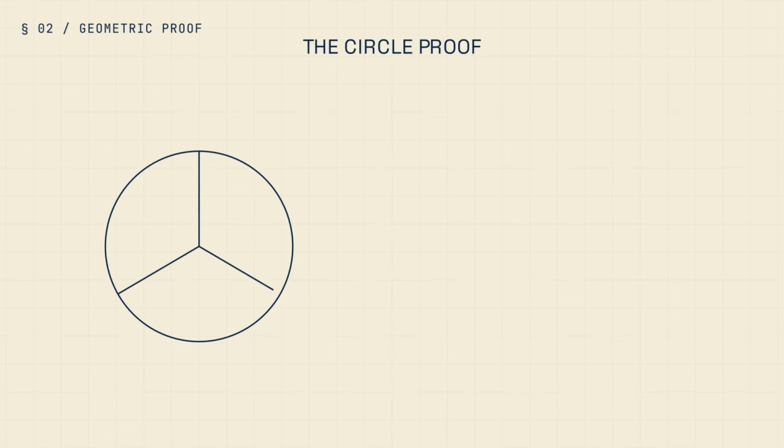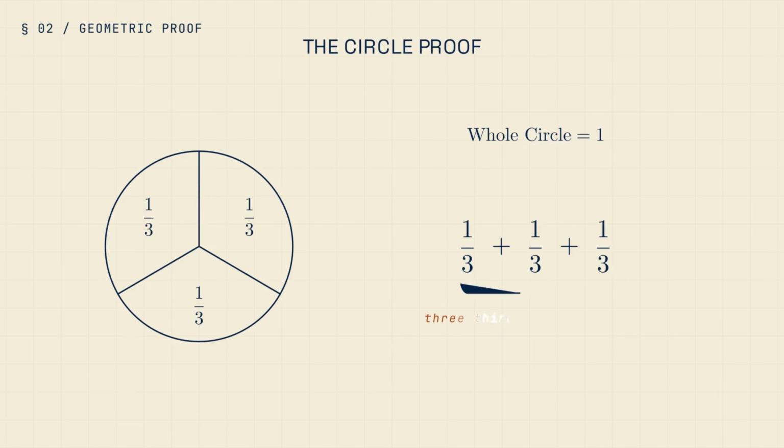Let's look at a circle this time, because it's just numbers. Okay, now we're going to use an actual geometric proof, a circle. Let's slice the circle up into 3 parts. Each part is 1 by 3. When we add all these together, 3 over 3 simplifies to exactly 1.